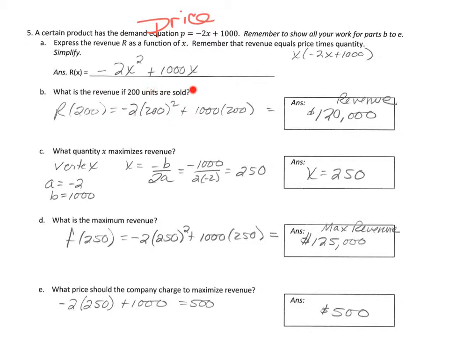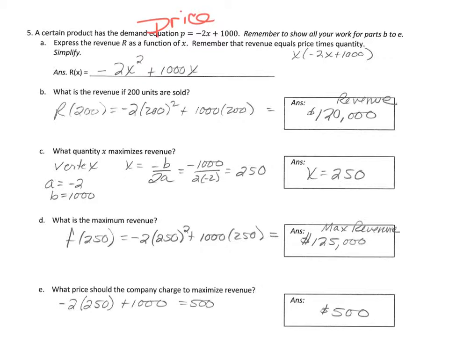What's the revenue if 200 units are sold? That's saying what happens if x is 200. So put 200 into the revenue function. That is the one you just created. Substitute it in and simplify to get your value. Don't forget that dollar sign.